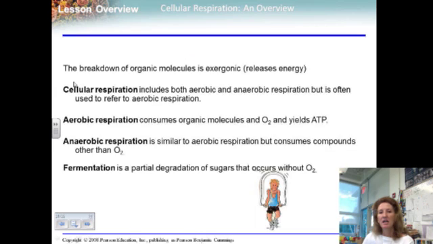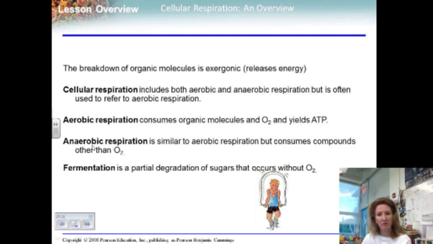All right, the breakdown of organic molecules, again, is an exergonic or energy-releasing reaction. And here are some vocabulary words that you need to be a little more familiar with. We have cellular respiration. Cellular respiration includes both aerobic and anaerobic respiration, but is often used to refer to aerobic respiration. But for our case, it's going to be aerobic and anaerobic.